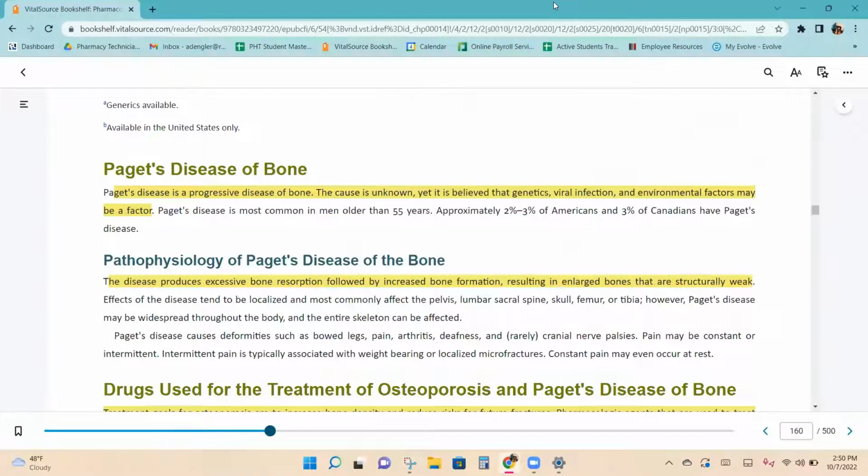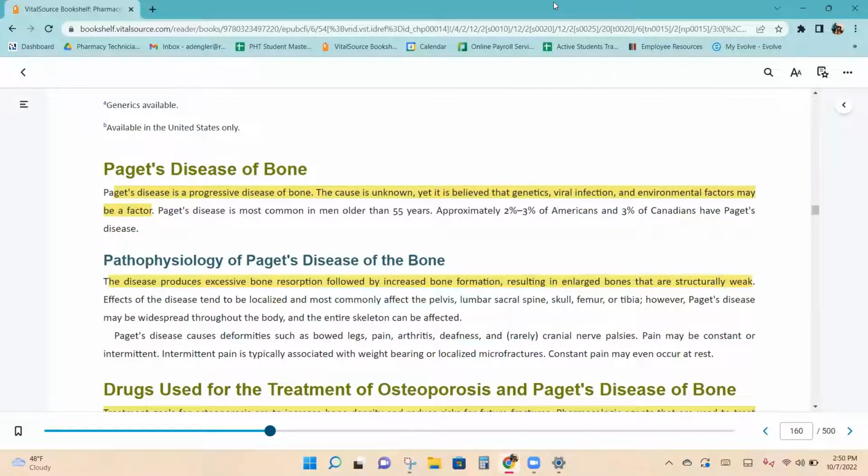Paget's disease is a progressive disease of the bone. The cause is unknown, yet it is believed that genetics, viral infection, and environmental factors are a factor. It's most common in men older than 55. The disease produces excessive bone resorption followed by increased bone formation, resulting in enlarged bones that are structurally weak.